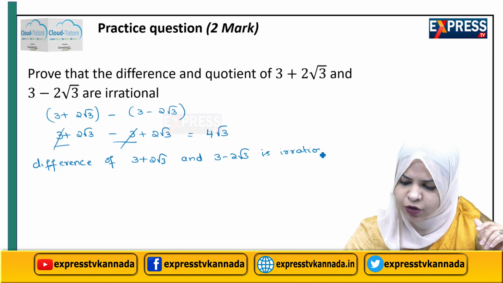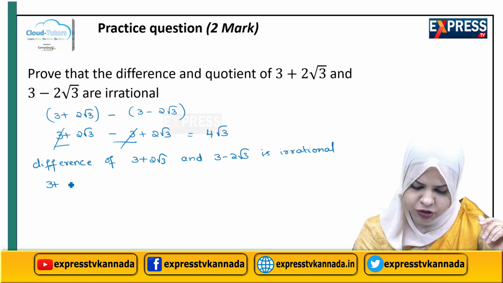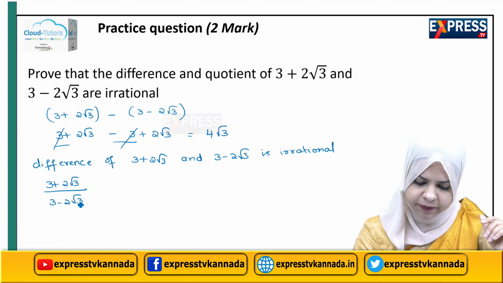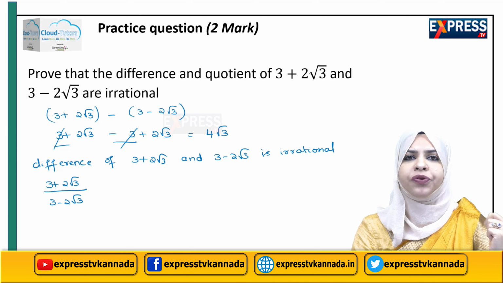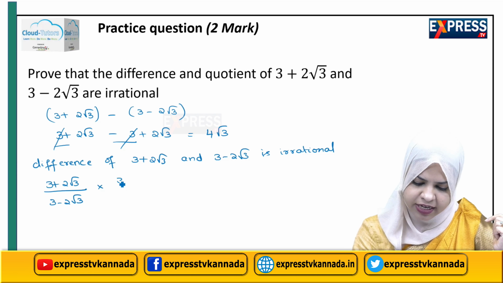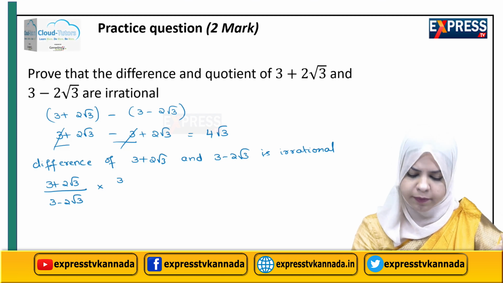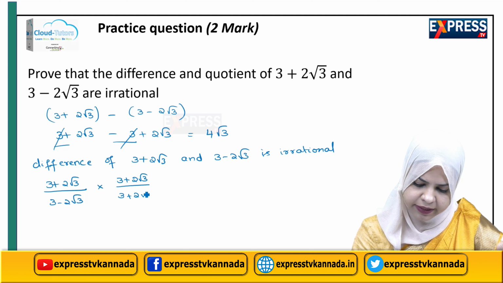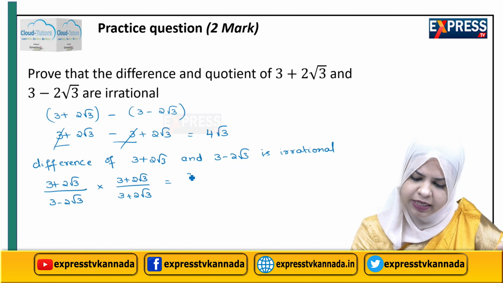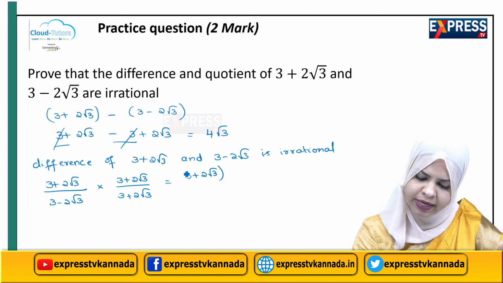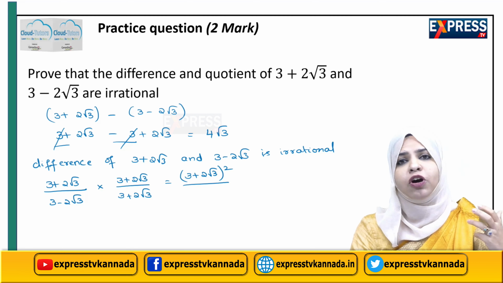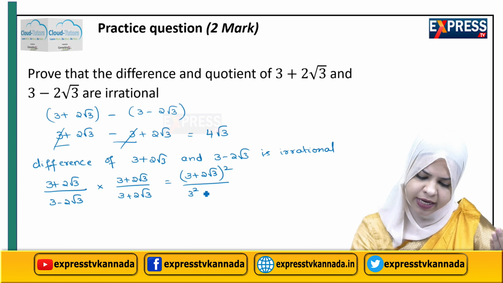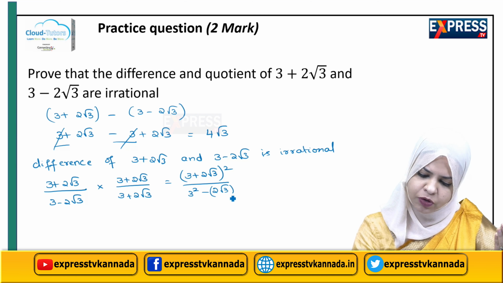Now let's see their quotient. Quotient means 3 plus 2 root 3 divided by 3 minus 2 root 3. So to find the quotient, we have to rationalize this. To rationalize, I will take the conjugate of the denominator, that is 3 plus 2 root 3, divided by 3 plus 2 root 3. So this will give me 3 plus 2 root 3 the whole square, and for the denominator I can use the identity a minus b into a plus b. So that is 3 square minus 2 root 3 the whole square.